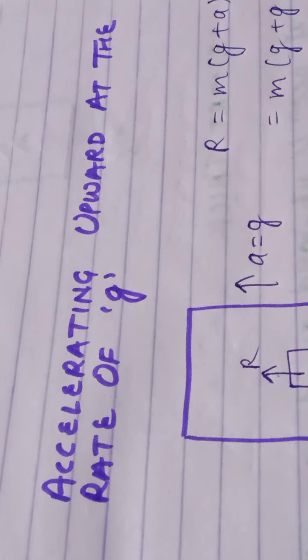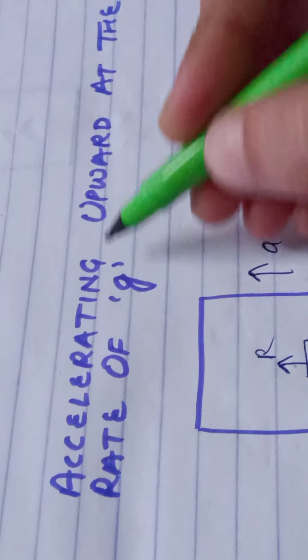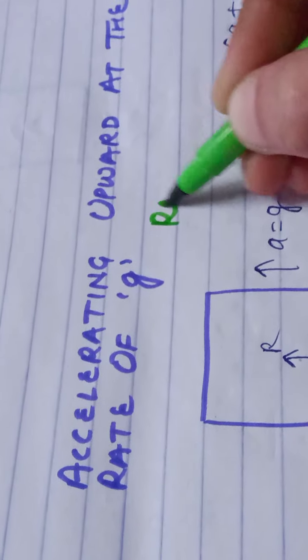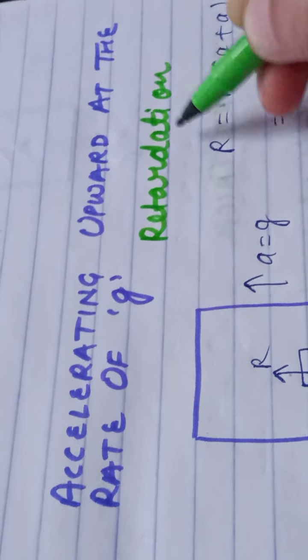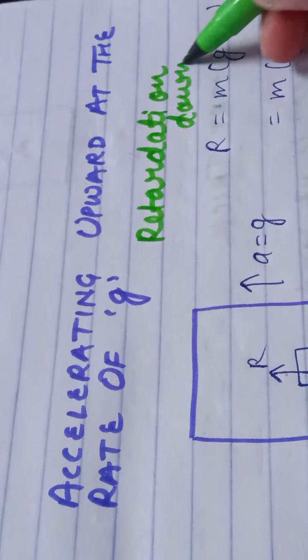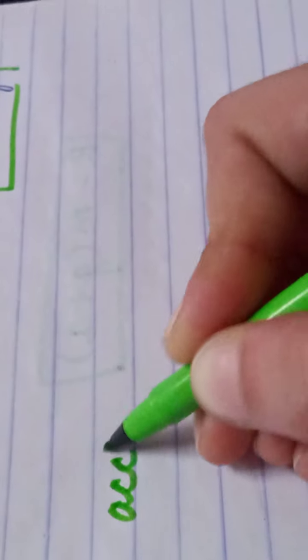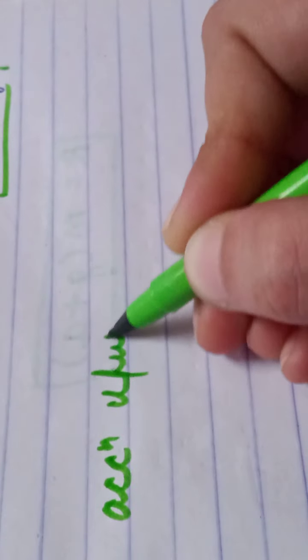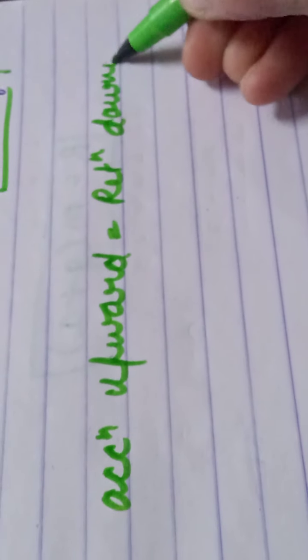Acceleration upward at the rate of g, and we can also say retardation downward. The acceleration upward is equal to the retardation downward.